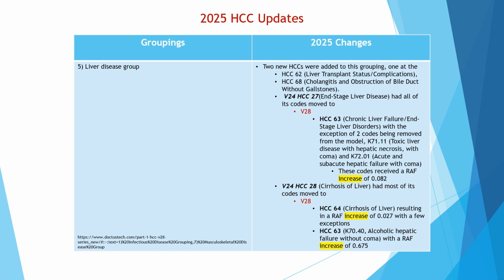V24 HCC 28, cirrhosis of liver, had most of its codes moved to V28. HCC 64, cirrhosis of liver, resulting in a RAF increase of 0.027 with a few exceptions. HCC 63, K70.40, alcoholic hepatic failure without coma, with a RAF increase of 0.675.